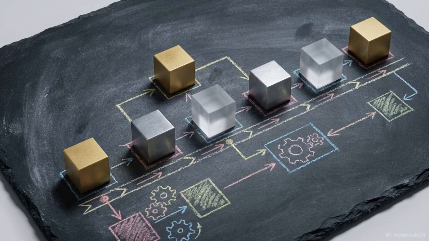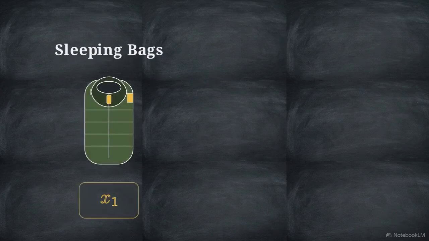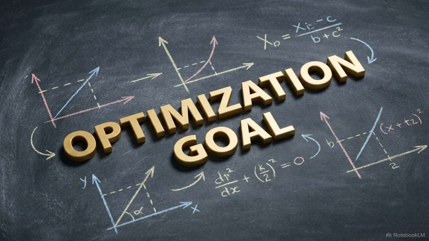Linear programming addresses a strictly defined mathematical challenge, determining the absolute best way to allocate scarce resources among competing activities. We can model this by looking at a manufacturing firm that produces two distinct items. We have sleeping bags, designated as variable x1, and tents, designated as variable x2. The firm's single objective is to maximize total profit.